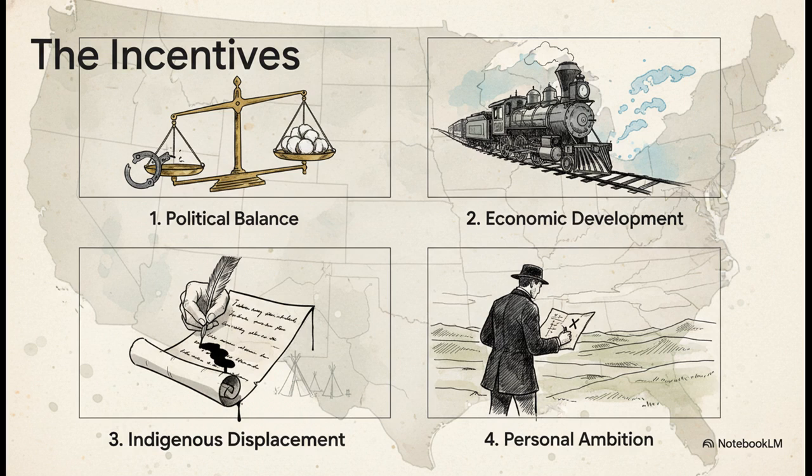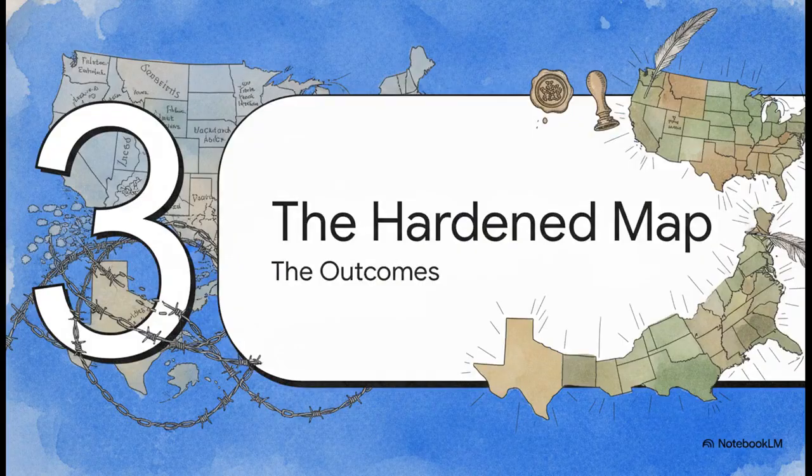Then you had pure economics, with states fighting tooth and nail for access to a port on the Great Lakes or the flattest route for a new railroad. A much, much darker ingredient was, of course, indigenous displacement. Borders were literally drawn right on the back of forced treaties and land cessions. And sometimes, it was as simple as one powerful person wanting to carve their name into the map. So when all those incentives get mixed together and that cement hardens, you get the map we see every day. It's literally a direct record of all these deals and settlements, some negotiated, many coerced.